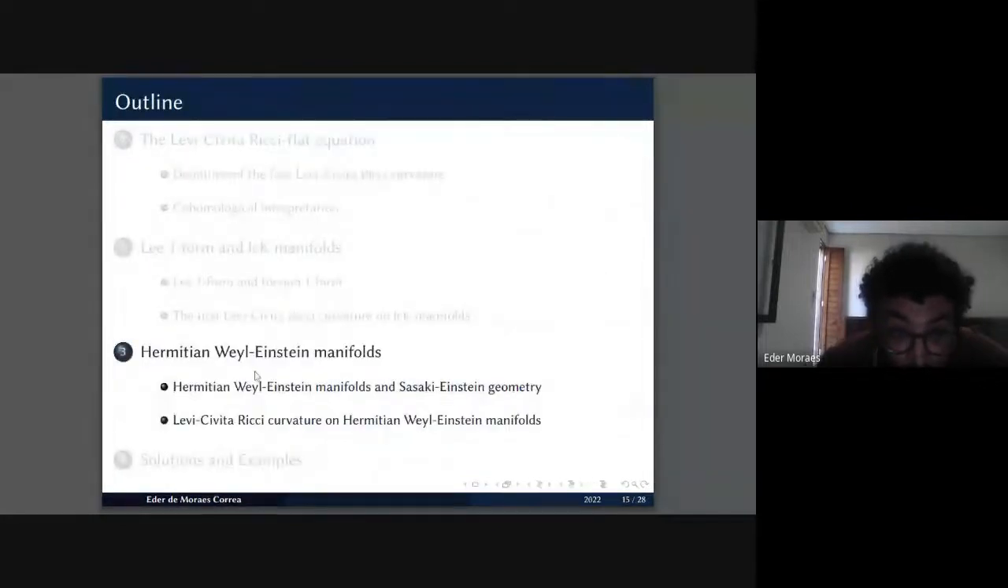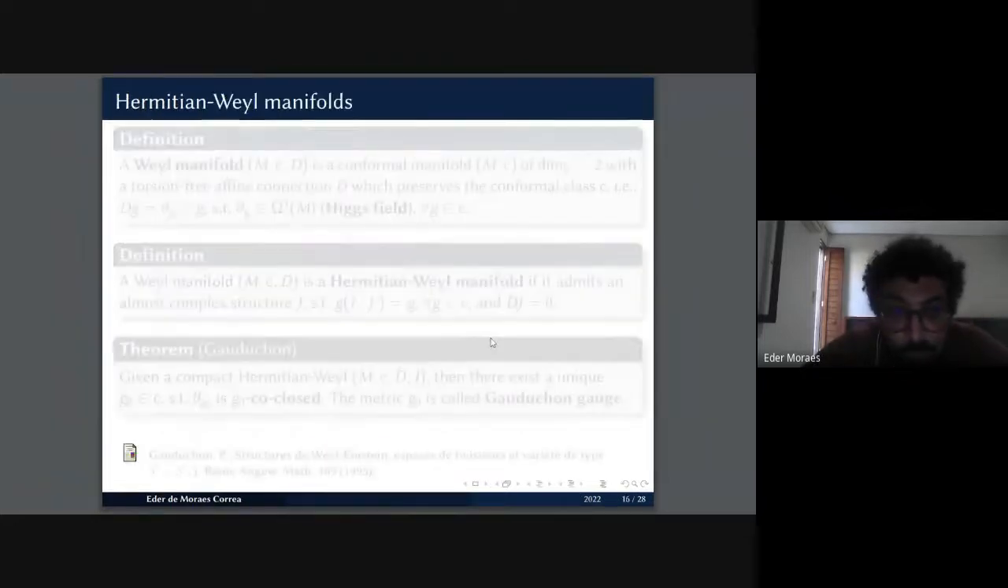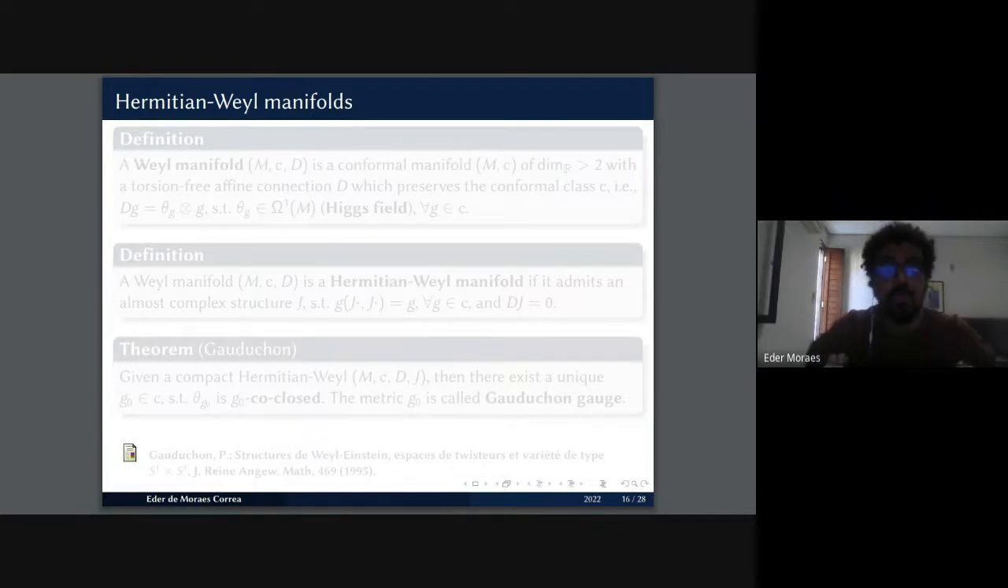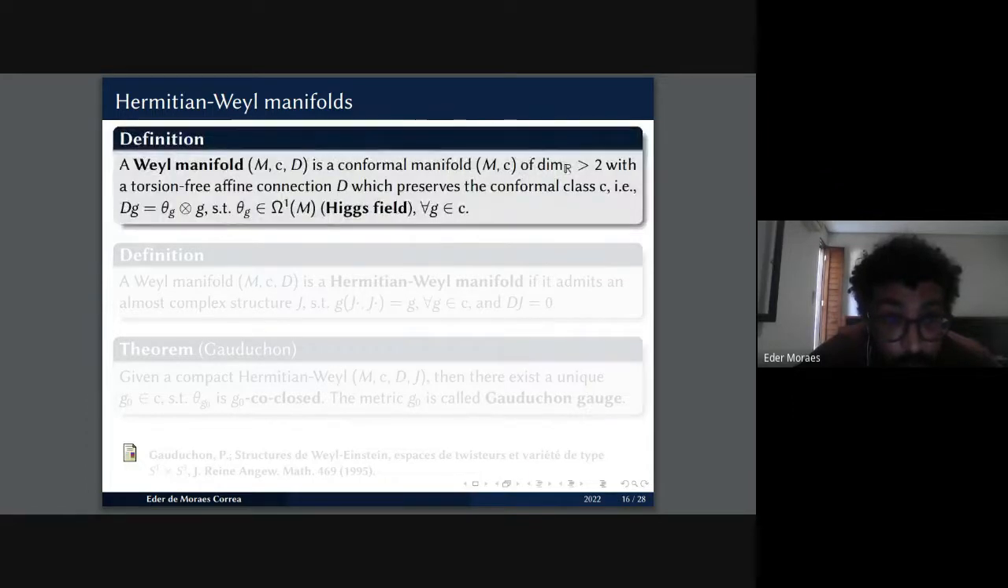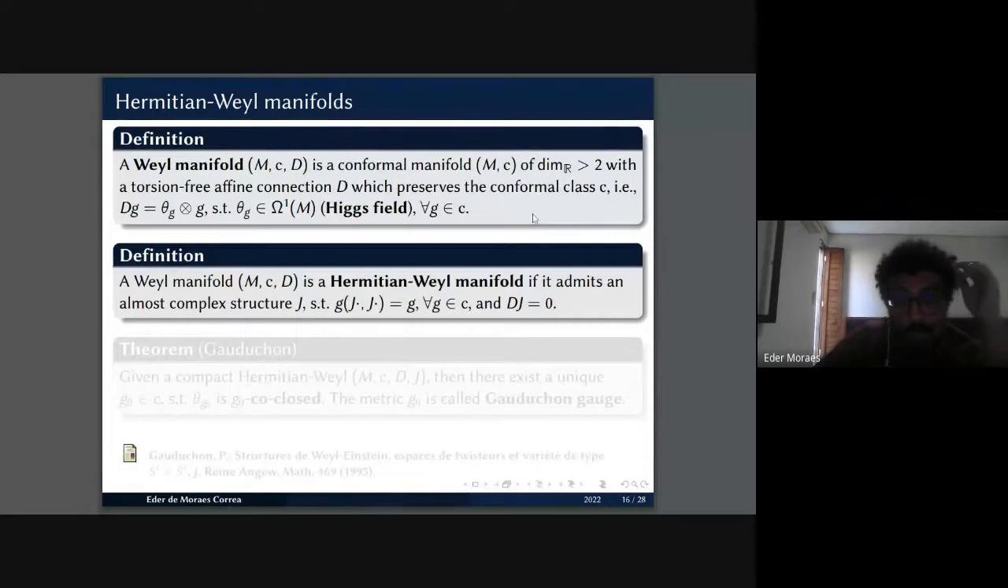Okay, so now let me discuss a little bit what happens when the manifold is a compact Hermitian Weyl-Einstein manifold. In order to do that, I need to introduce what a Hermitian Weyl manifold is. Here I have the definition of the Weyl manifold. A Weyl manifold is a conformal manifold with a torsion-free connection which preserves the conformal class. So we have this relation for each element in the conformal class, and this one-form which we can associate to each element is called the Higgs field, right?